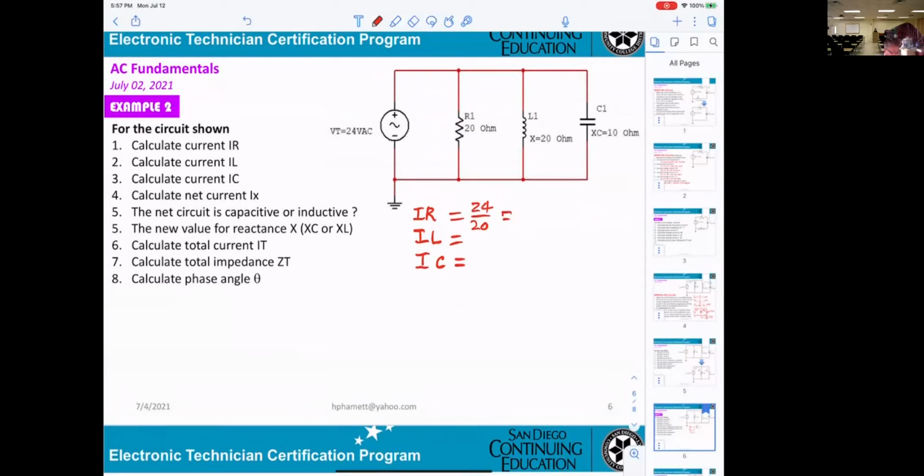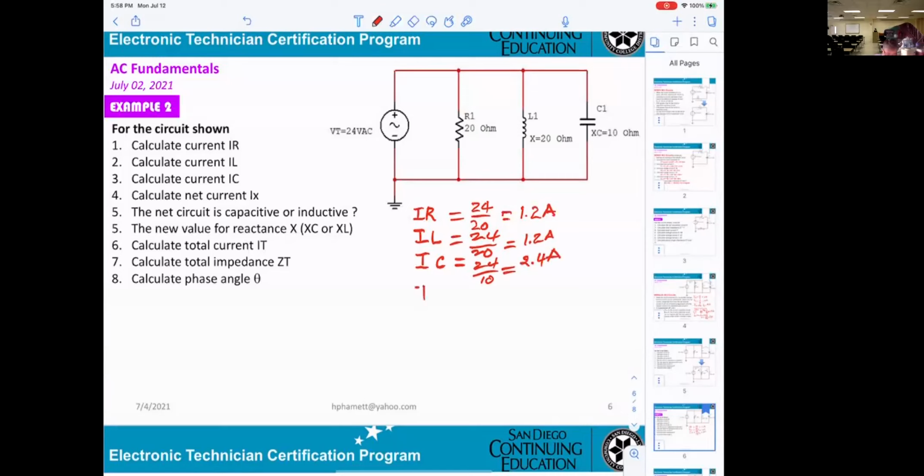How many? 1.2 amps. Next one, 24 divided by 20. Same thing. And the IC is 24 divided by 10, right? 2.4 amps. Okay, 2.4 amps.